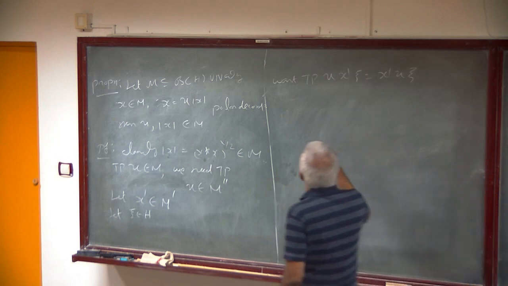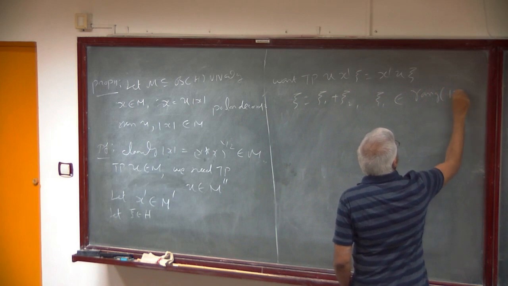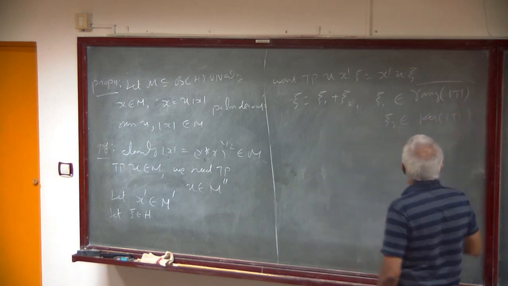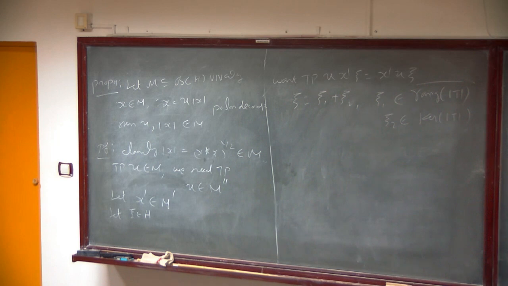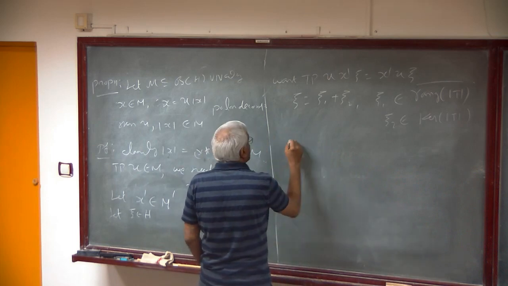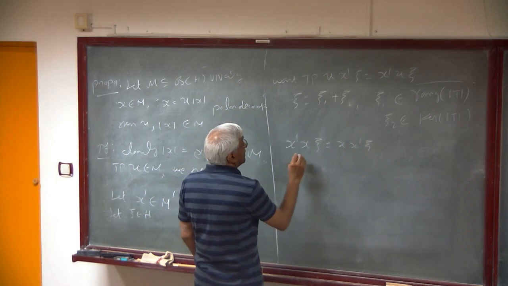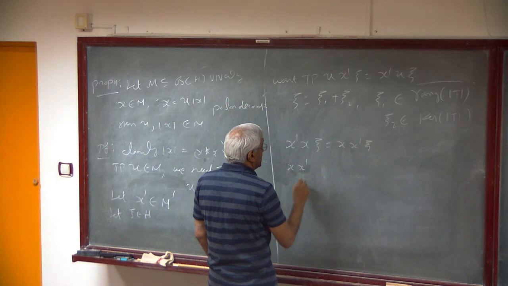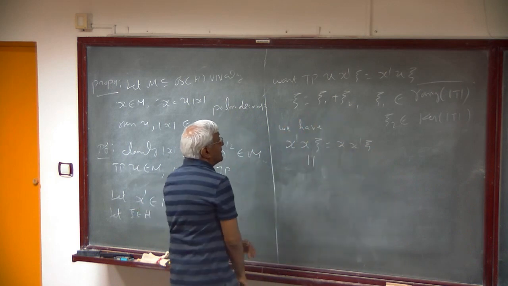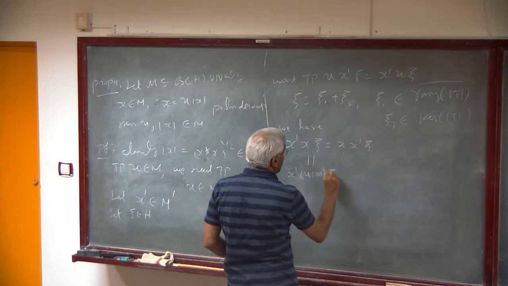So what we do is the following. We can decompose xi into xi1 in the closure of the range of |x| and xi2 in the kernel. We have to prove that u x prime equal to x prime u on xi1 and xi2 separately. Let's just write it for a general one. Now I will calculate this: x prime x xi equals x prime u|x| xi.